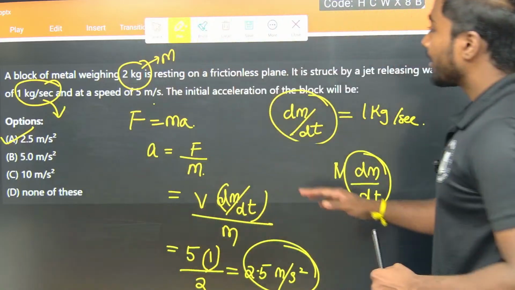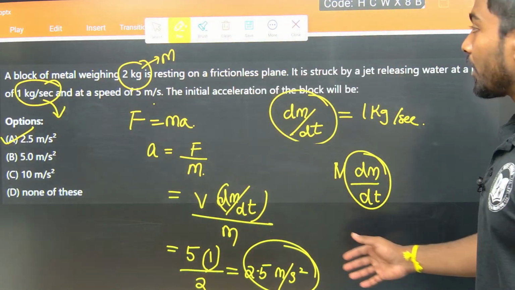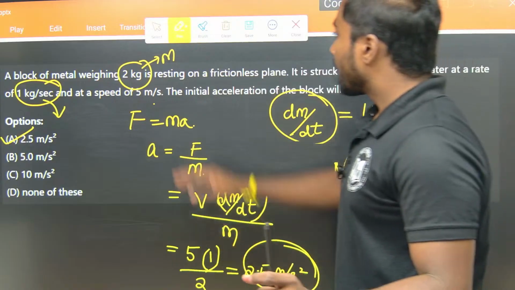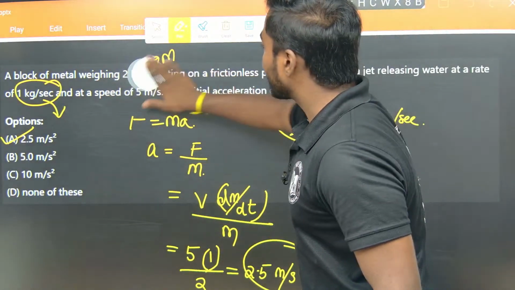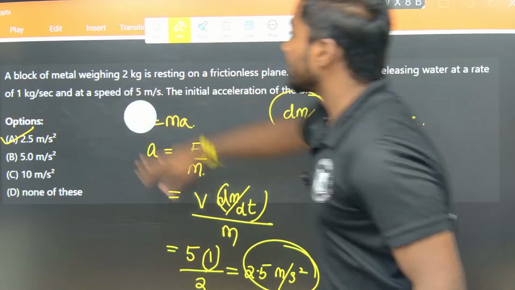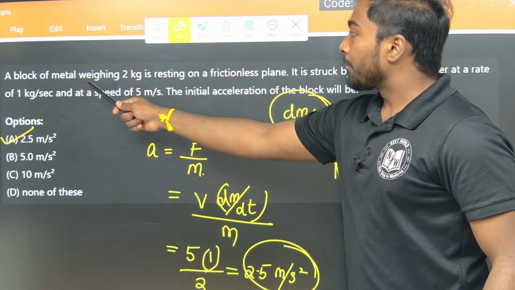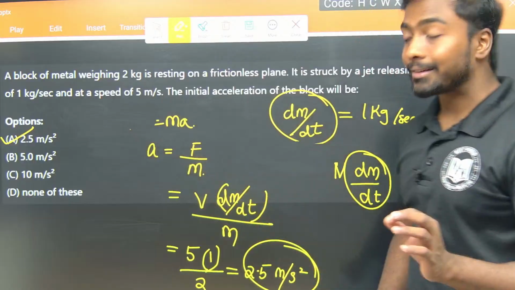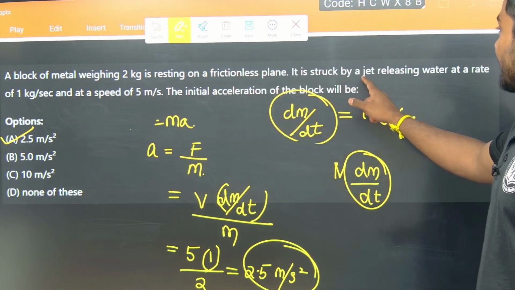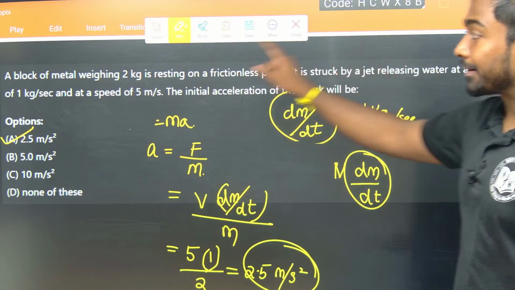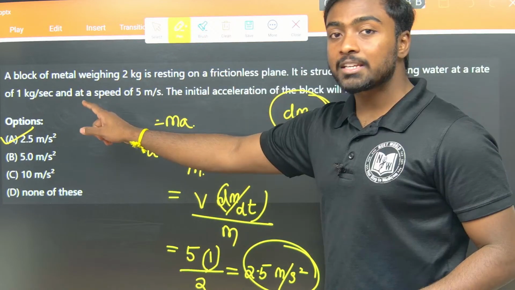Don't ever think about where we will get the formula. We need to understand the question and derive the formulas. Here I'll explain once again, for whoever did not listen. A block of metal weighing 2 kg is resting on a frictionless plane. It is struck by a jet releasing water at a rate of 1 kg per second.